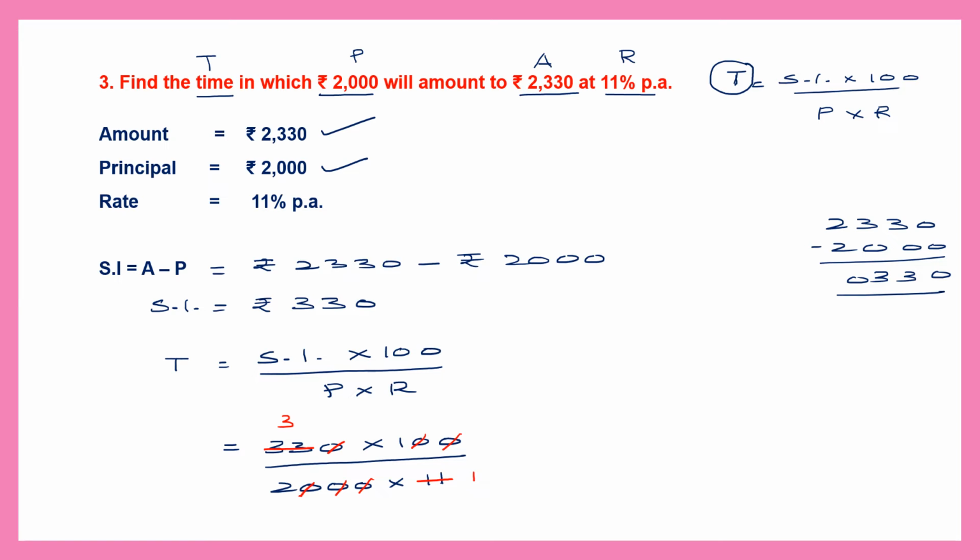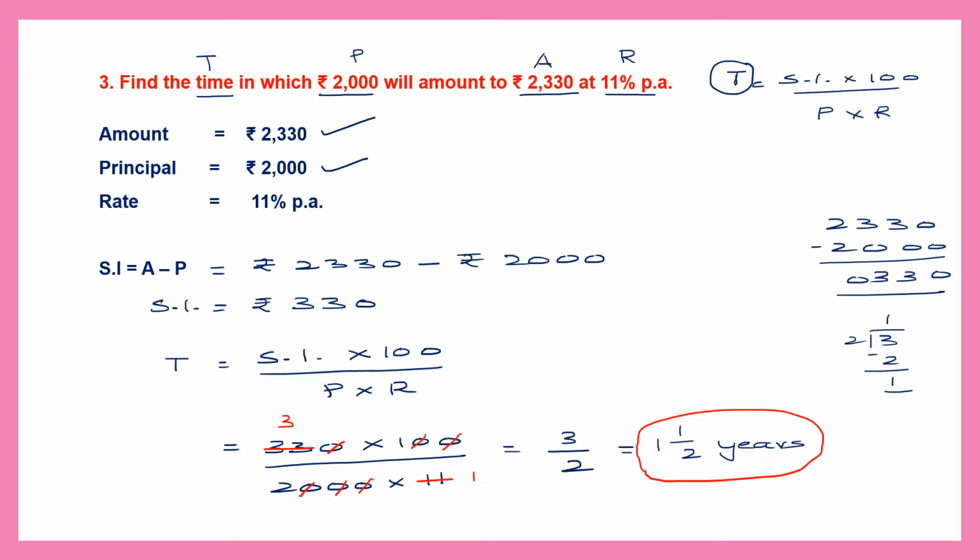So what do I have now? In my numerator I have 3. In my denominator I have 2. So let's convert this improper fraction to a mixed number. When you divide 3 by 2, 2 ones are 2, minus 1. So here this is 1 and 1 by 2, and this is time. Remember, time depends on the rate. So the rate is 11% per annum, so time is according to that rate. That means this will be in years. Per annum means per year. So 1.5 years. So we have found the time. The question was find the time, and the answer is 1.5 years.